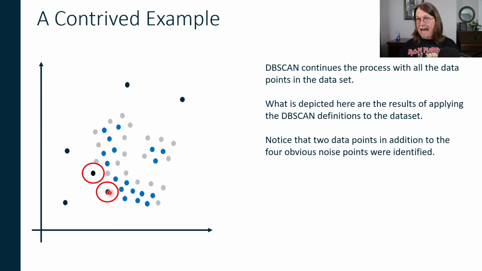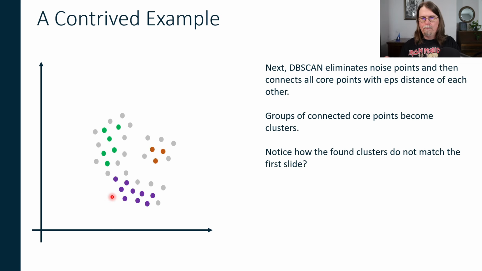And these two guys actually are neither core nor border points. So they're in fact noise points. So this is a noise point, this is a noise point, this is a noise point, and so on, based on the definition of DBSCAN. And the DBSCAN algorithm says, cool, once I've done this process of moving the EPS circle all around, it's time for me to remove the noise points. So, boop, there you go.